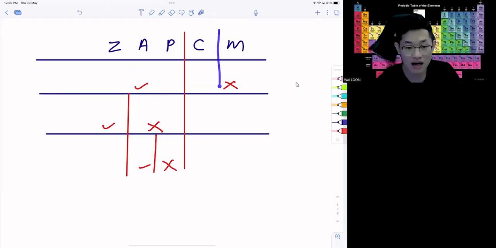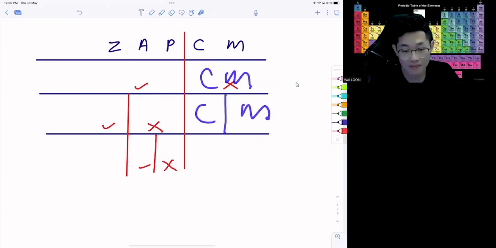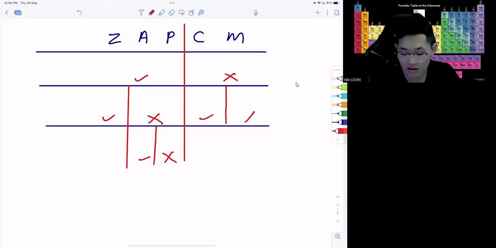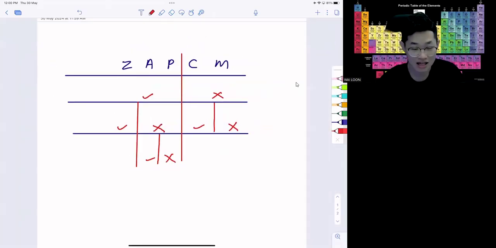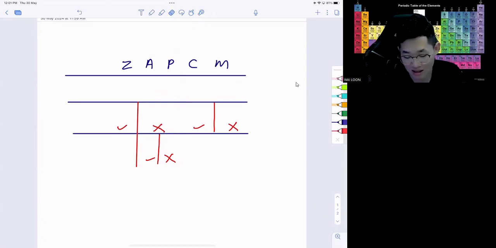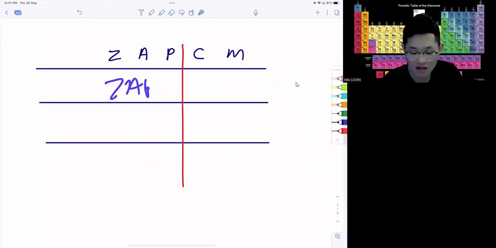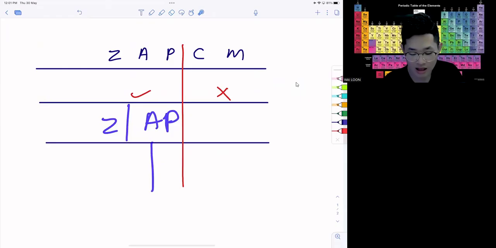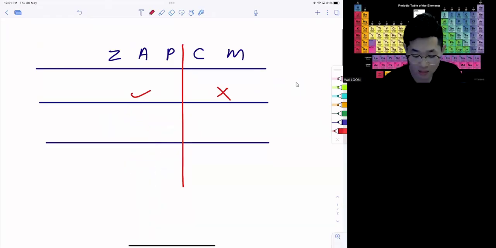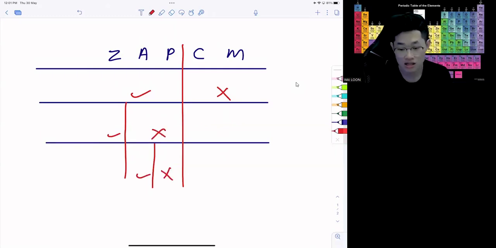Okay, CM as well, I have to separate it. So here is CM, C and M. Tick cross. Understand? Okay, one more time. I got ZAPCM. First, I separate it into ZAP and CM. Tick cross. Now I want to do ZAP and AP, A and P. Tick cross, tick cross. Separate C and M, tick cross.